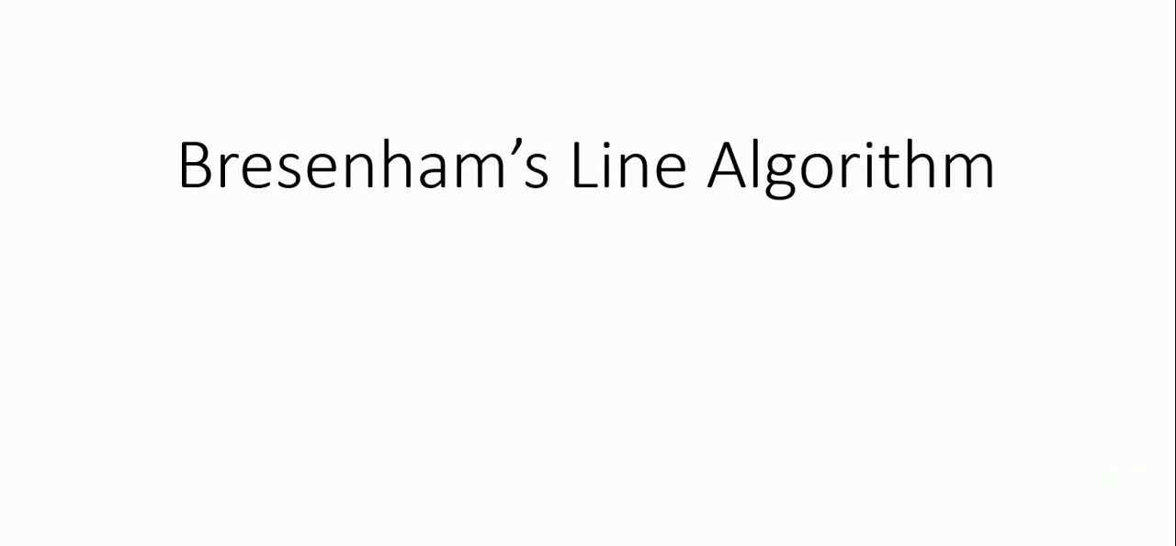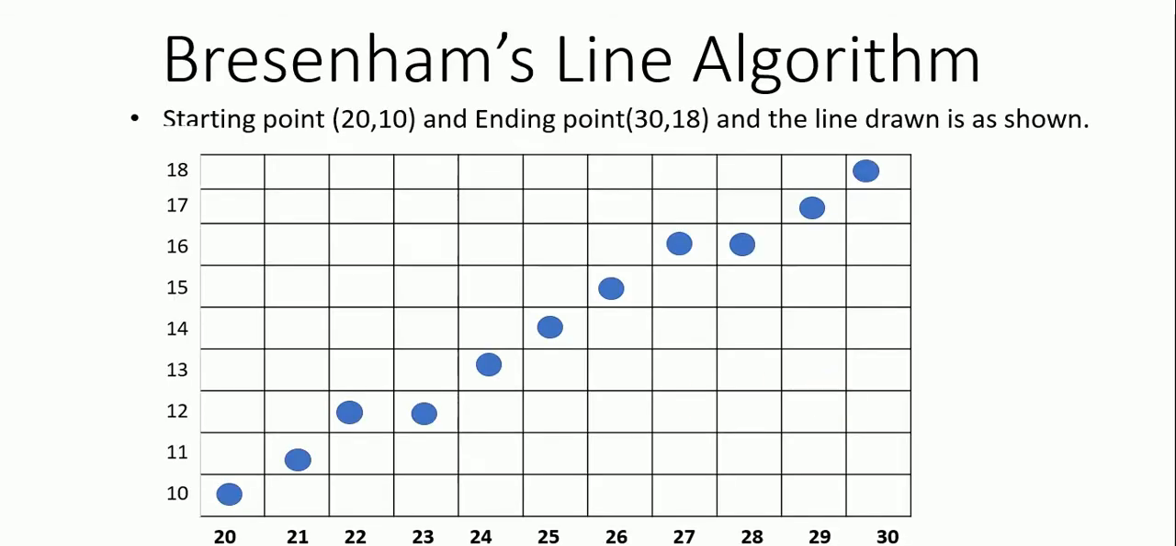The next topic is Bresenham's line algorithm. Here you can look at the line: the starting point is (20, 10) and the ending point is (30, 18). The line is drawn as shown. So here (20, 10) it starts and goes to (21, 11) and like this till (30, 18).